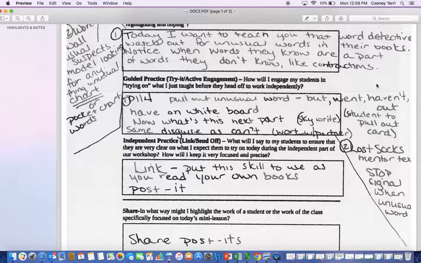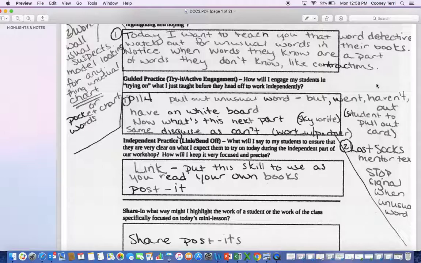And prior to sending them off, we are going to put this skill to use as you read your own books. What I would like for you to do is take a Post-it, and as you come across in your independent books, please mark down any unusual suspects or unusual standouts that you see in your books.